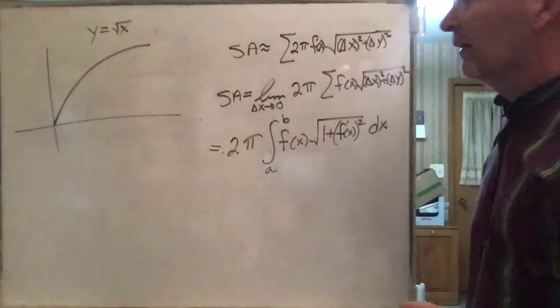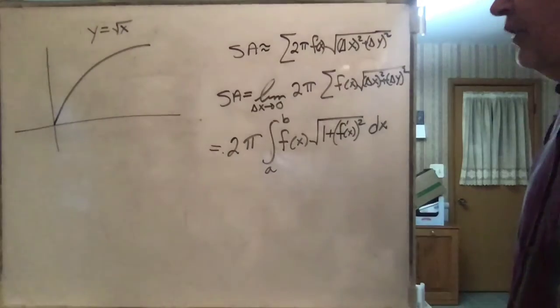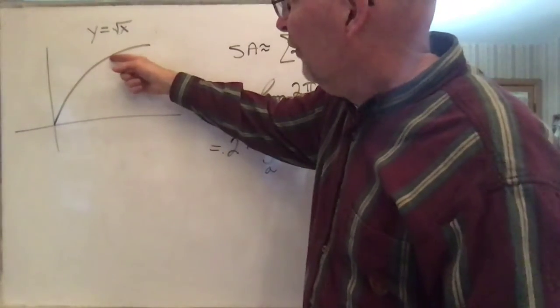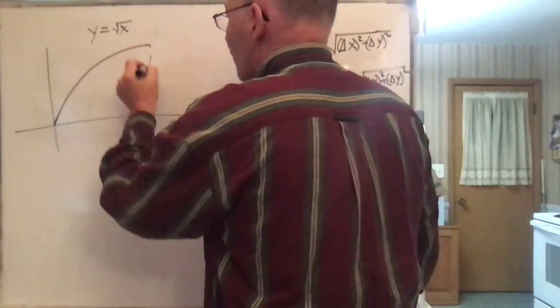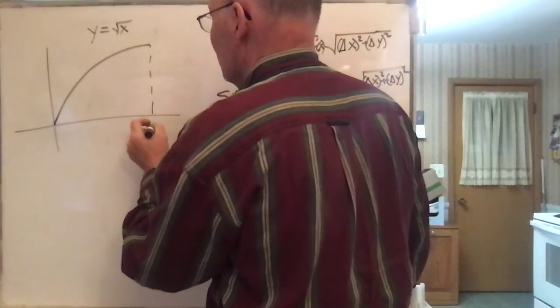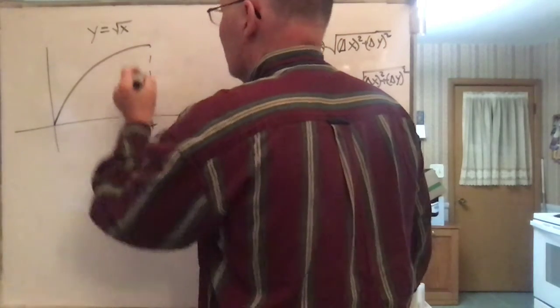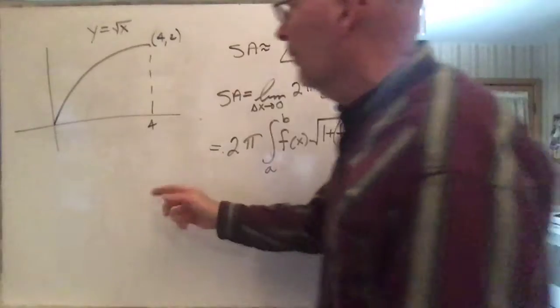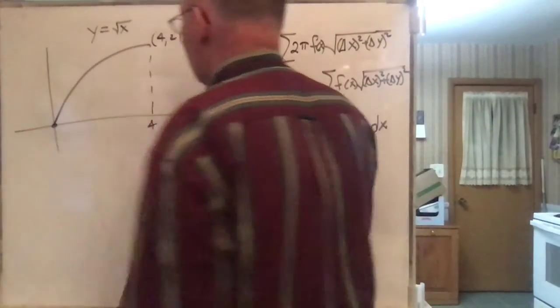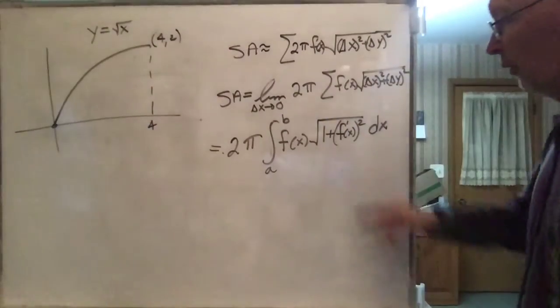Okay, so that's what we're after. So let's go ahead and do it. Let's find the area of the surface of revolution by taking this thing right here all the way around. Let's suppose we go from 1 to, just to make it interesting, let's make it 1 to 4. So this is going to be the point 4, 2. Not from 1, from 0 to 4. Okay, so from 0 to 4. So what do we do?